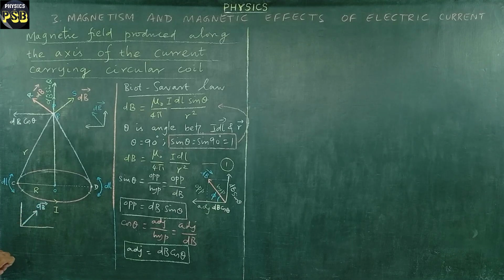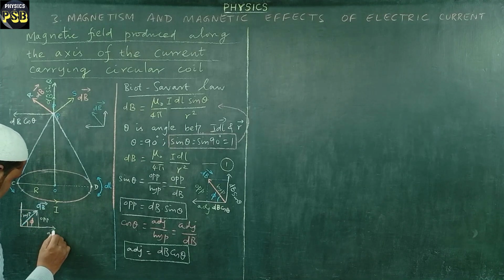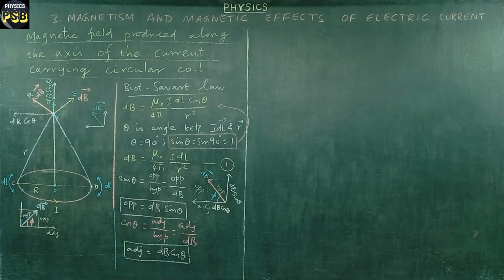I drop a perpendicular. It forms a rectangle. And this angle is taken as 5. So then this is our opposite side. This is the hypotenuse whose value is dB. This is the adjacent side. Okay, I start with the same method.